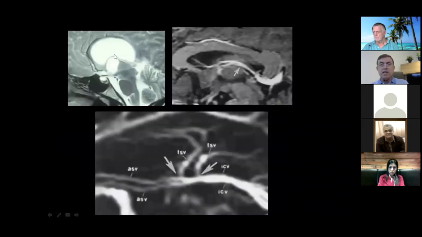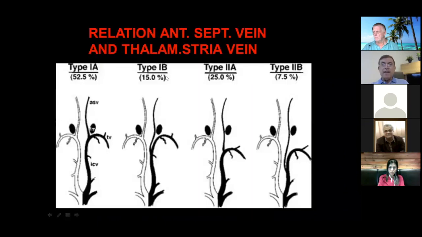Here you can see the septal vein and the internal cerebral vein on the MRI, and you can see them here. This paper is very interesting. It shows the relationship between the interoceptal vein and thalamostriate. Should we know this? Yes, of course you should.